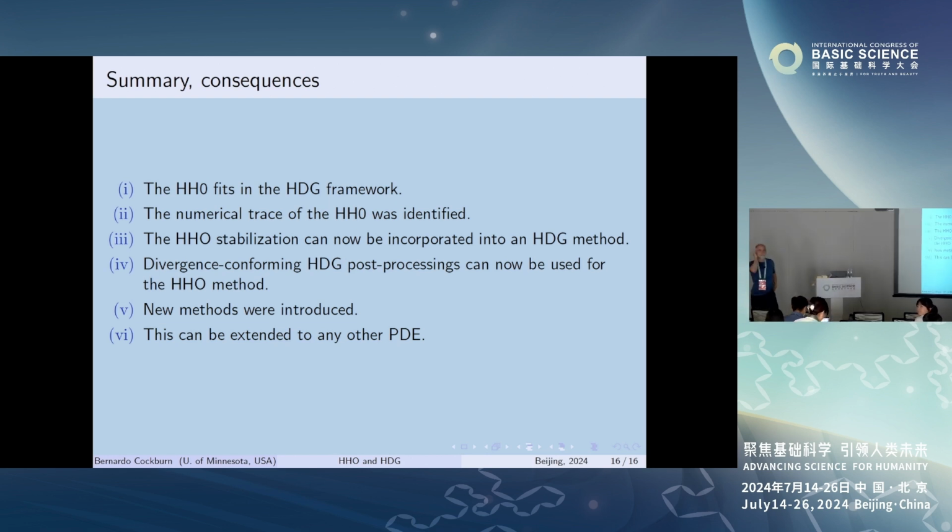Thanks for the nice talk. I'd like to ask what role does alpha play in the scheme and how to choose it in practice? I'm sorry? What role does alpha play? There is an alpha in your scheme, right? In the HDG scheme? Alpha is R.